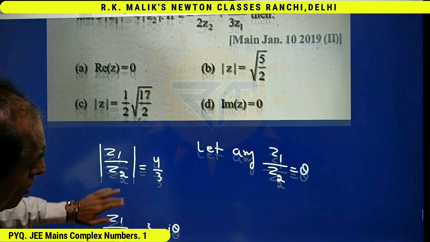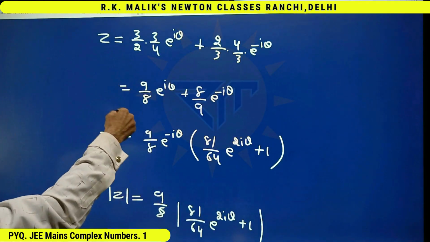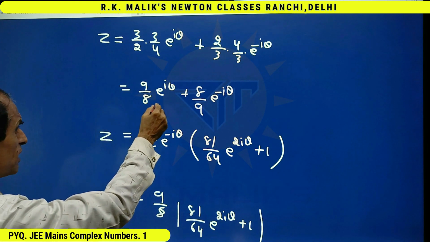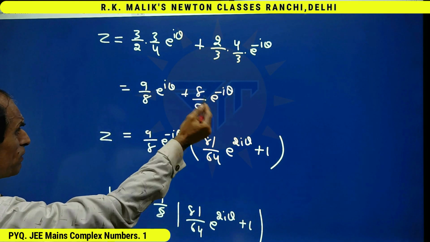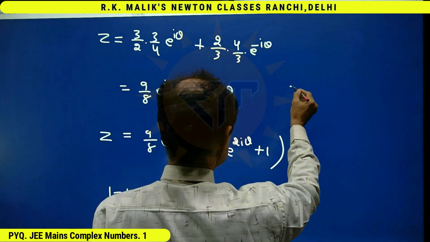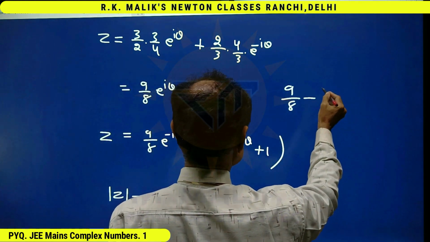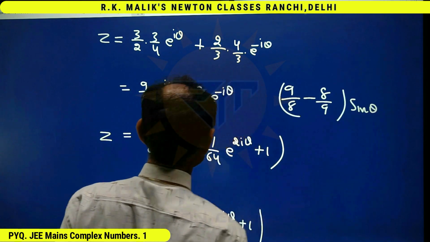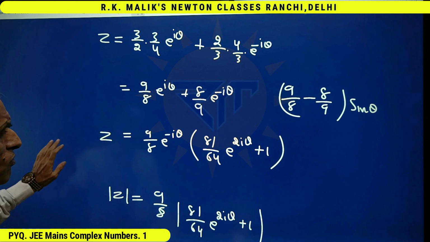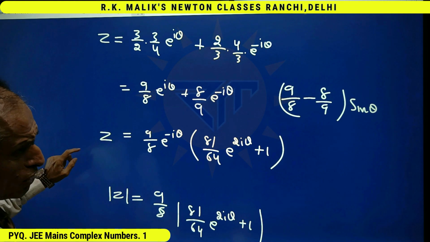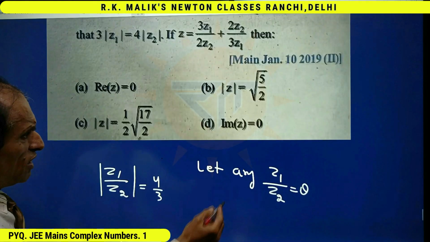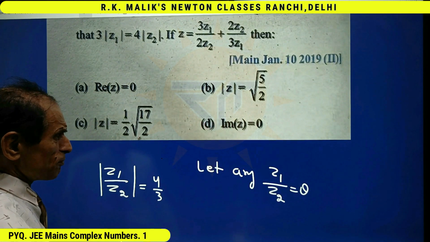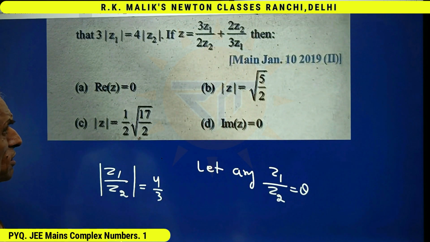D is also wrong because the imaginary part of this will be 9 by 8 sin theta minus 8 by 9 sin theta, which can be 0 also and non-zero also. Hence, it is not necessary that imaginary part of z is 0. Therefore, actually this is a wrong question. Hence, bonus marks must have been given at that time.